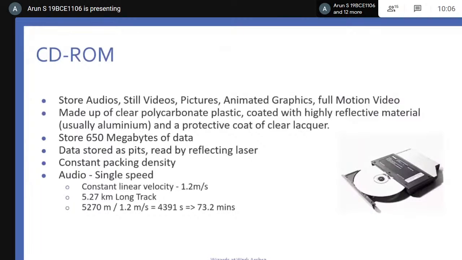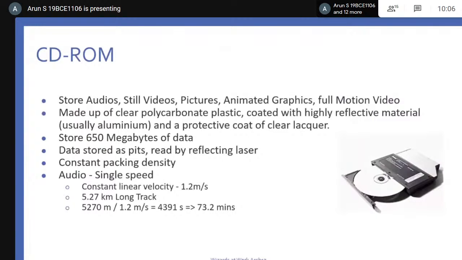Now let me talk about CD-ROM. CD-ROM stands for Compact Disk Read-Only Memory. A CD-ROM is an optical disk and contains data that can only be read. Data can't be written or erased from a CD-ROM. A CD-ROM was basically used to store audios, still videos, pictures, animated graphics, as well as full motion videos.